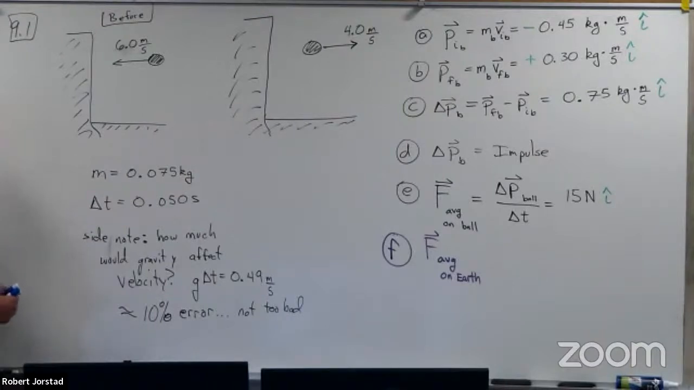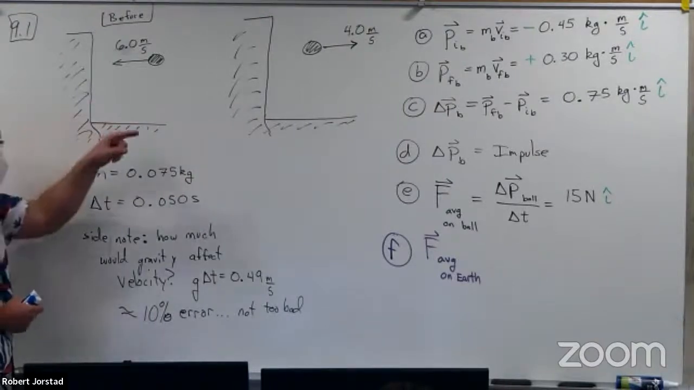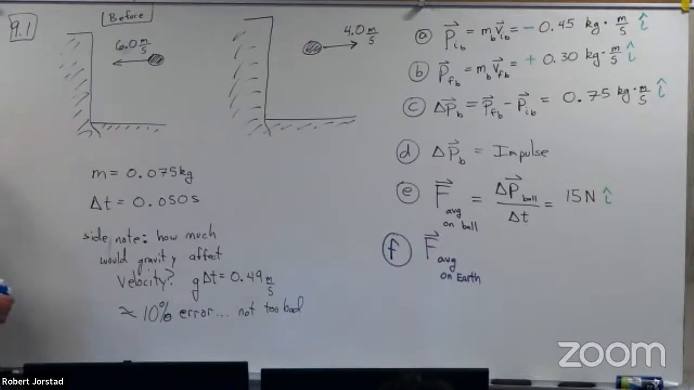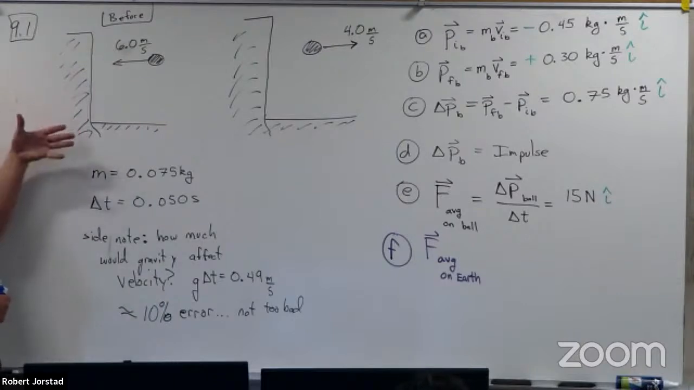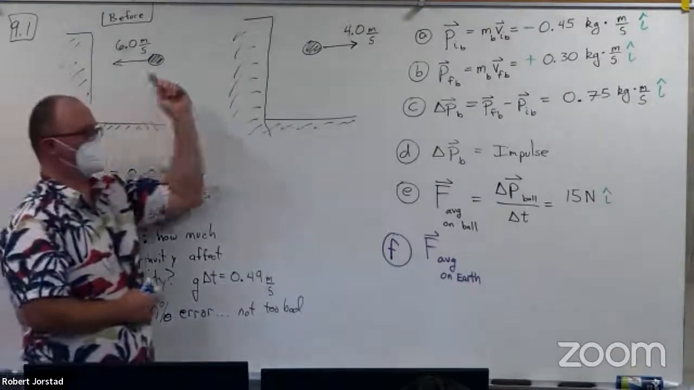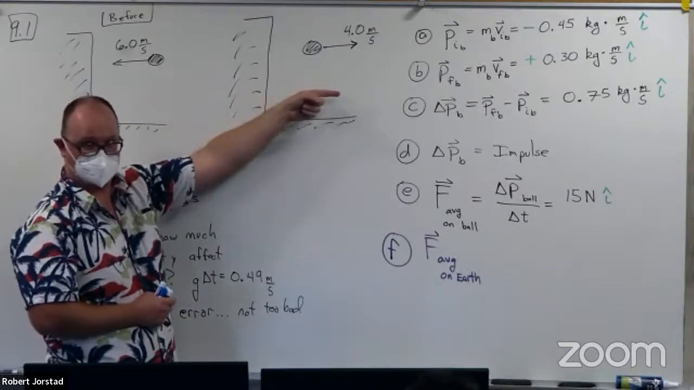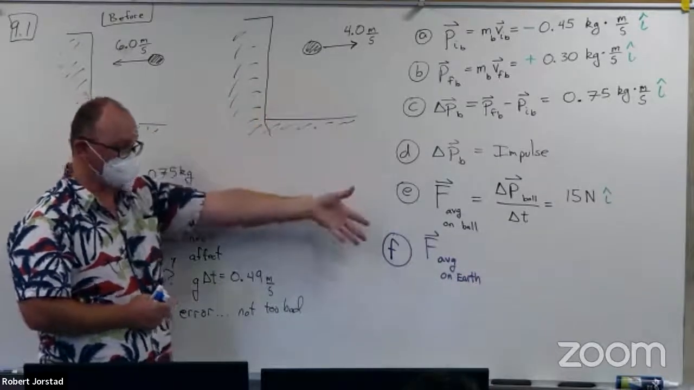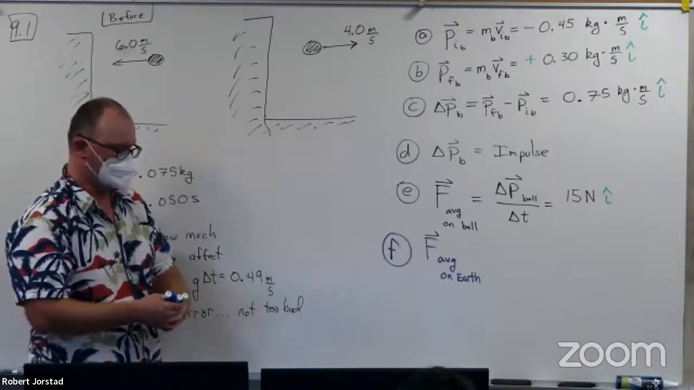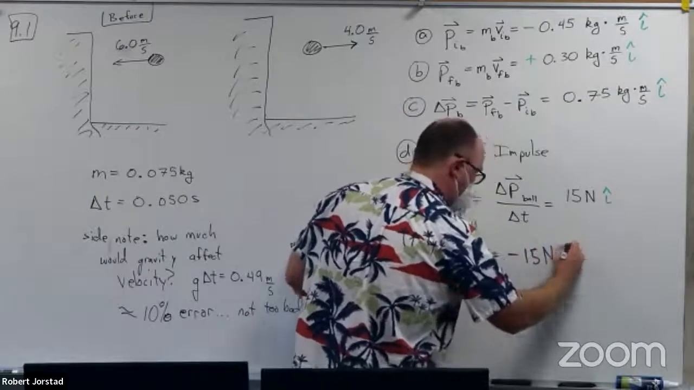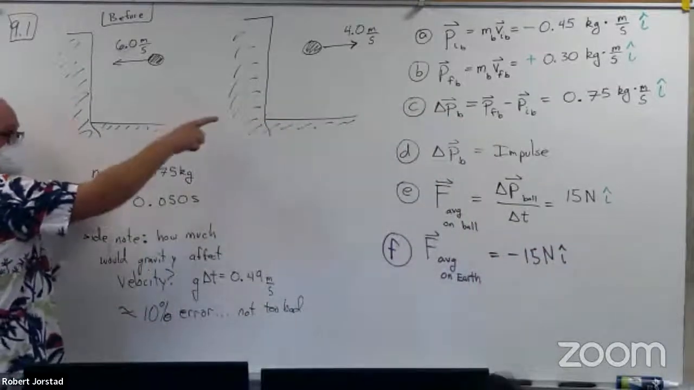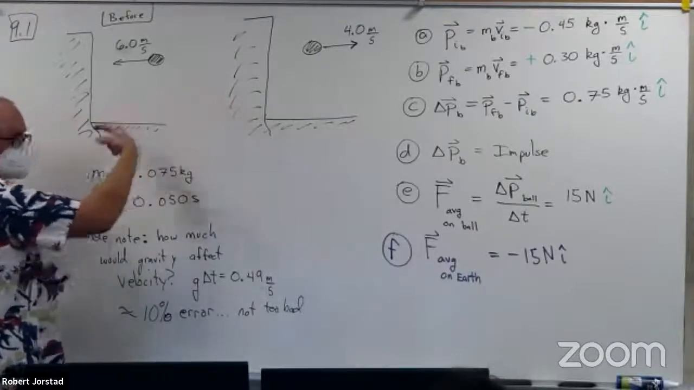What object exerted the force on the ball? The rock. What is the rock connected to? The entire earth. So think about this. This giant cliff is basically part of the earth. The earth pushed on the ball that way, 15 newtons I have. What's the force on the earth? Negative 15 newtons. Earth pushes on ball that way with 15. Ball pushes on earth this way with 15.